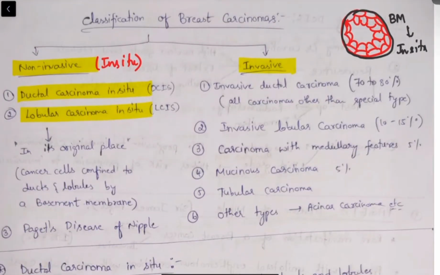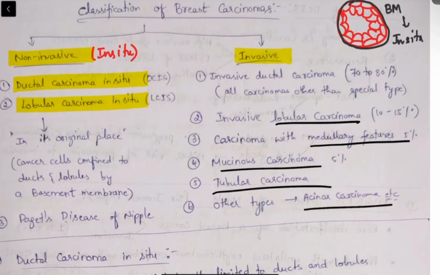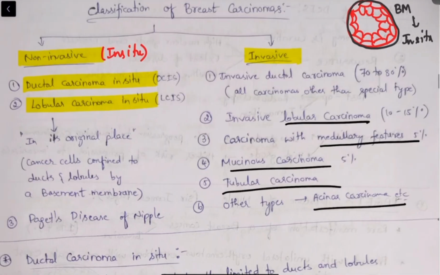So invasive breast cancers include invasive ductal carcinoma, and there are other conditions like invasive lobular carcinoma, invasive carcinoma with medullary features, mucinous carcinoma, tubular carcinoma, and there are multiple other types such as acinar carcinoma, but the most common are invasive ductal carcinoma and invasive lobular carcinoma.